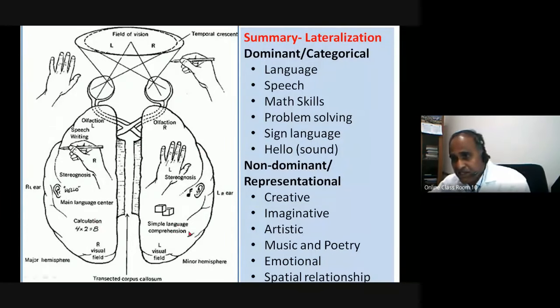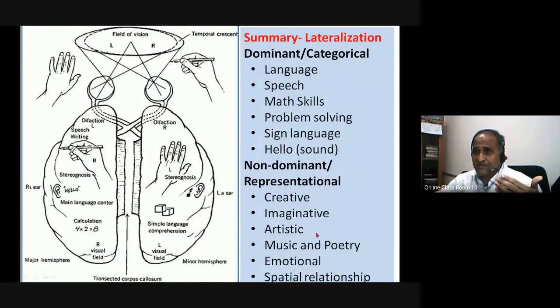Then what is happening here in the minor hemisphere or a representational hemisphere? What I have mentioned here: language, speech, math skills, problem solving, sign language. So whatever sign language, and sound, detection of the sound or words or whatever. So in the minor hemisphere, it's creative. It creates, and it is imaginative. It tries to imagine things, and it is artistic. It is philosophical. It is musical.